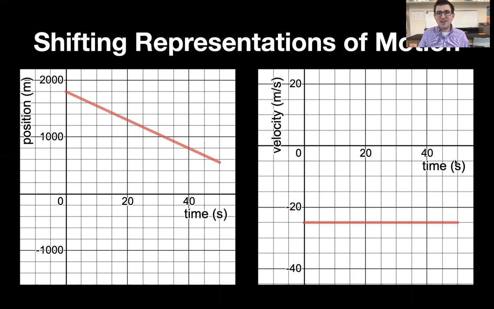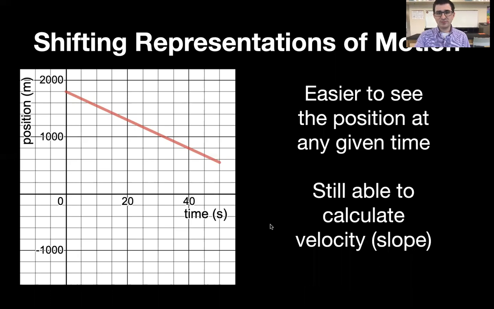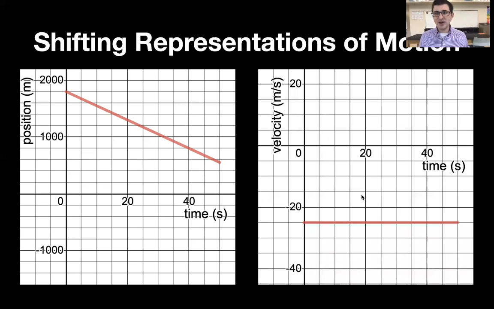So why would we put in the effort to shift our representation like that? Why not just stick with the velocity versus time graph? Velocity versus time graphs are great. Why go ahead and make a position versus time graph? You'll notice that on a position versus time graph, it's easier to see the position at any moment. If I were to ask you, what is the position at 20 seconds, you could very easily see that it looks like it's 1,150. Whereas on the velocity versus time graph, there's no easy way to figure that out.